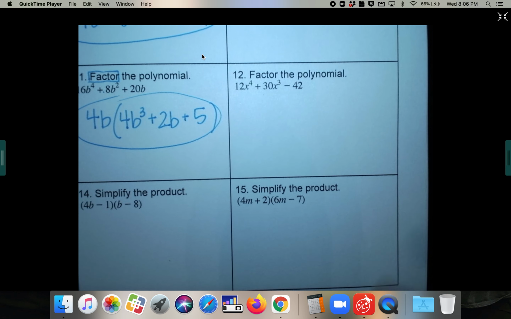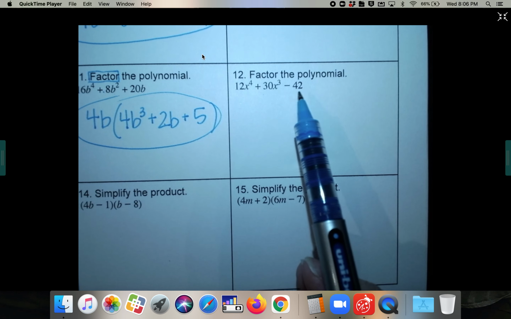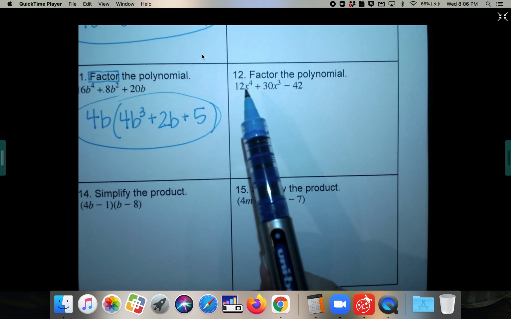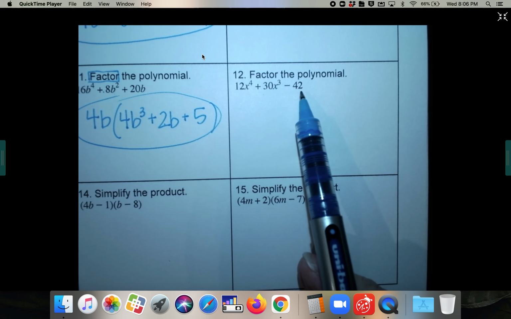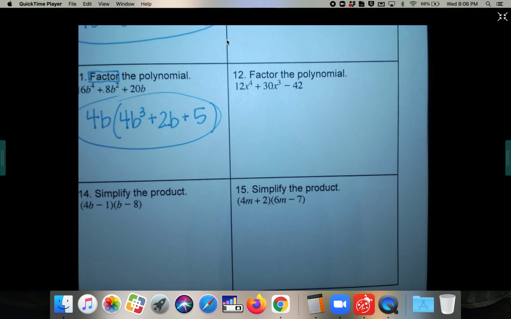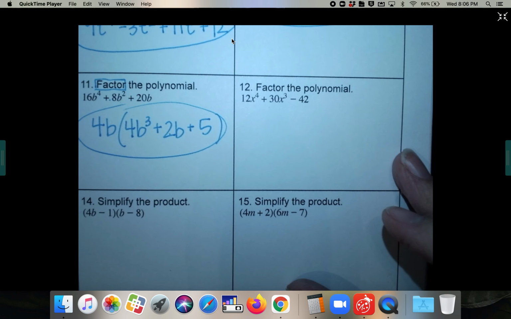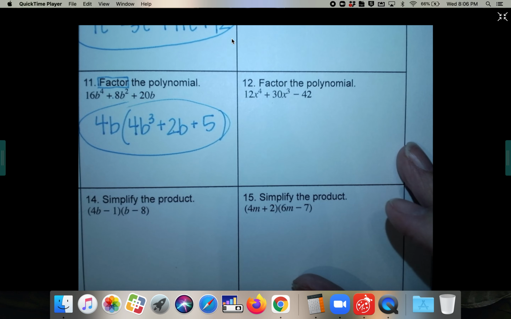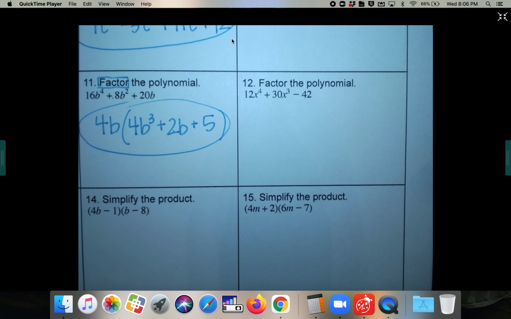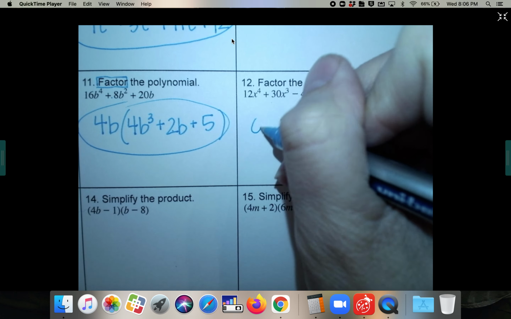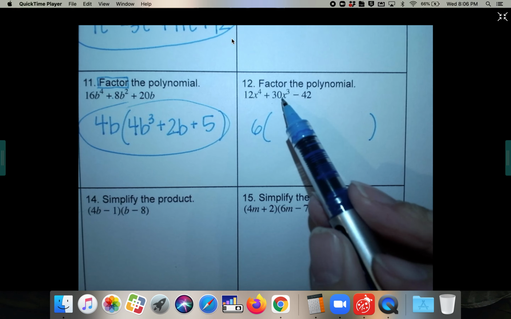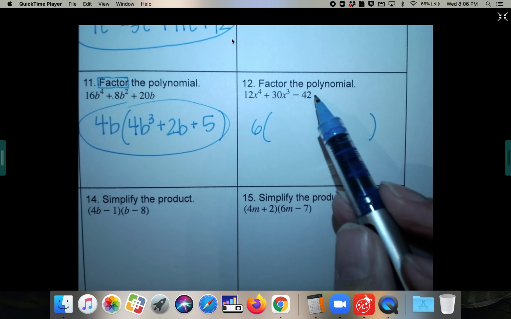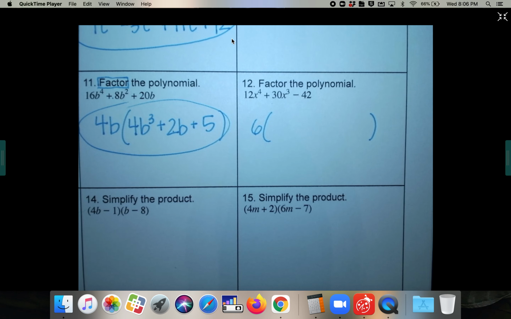Okay, let's try to factor again. What is the greatest common factor that will come out of 12, 30, and 42? It is going to be 6, I think. Yes, 6. So 6 will come out of all 3 of these. So we're going to pull it out and put it out front. It can't be an x because this one doesn't have an x on it. So we can't pull out an x with it.